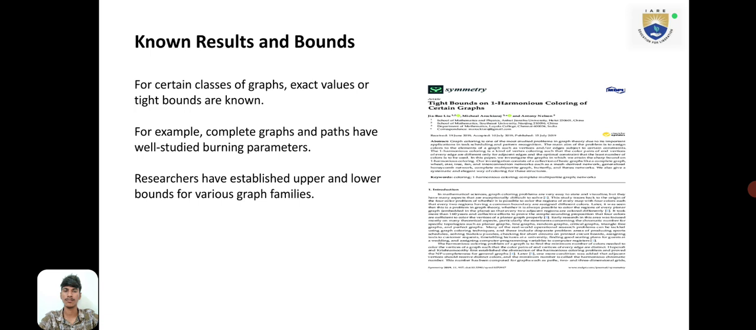Known results and bounds. For certain classes of graphs, exact values or tight bounds are known. For example, complete graphs and paths have well studied burning parameters. Researchers have established upper and lower bounds for various graph families.